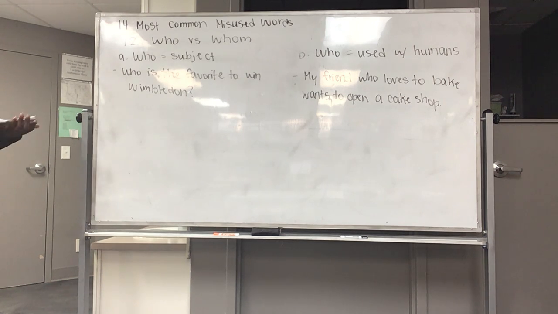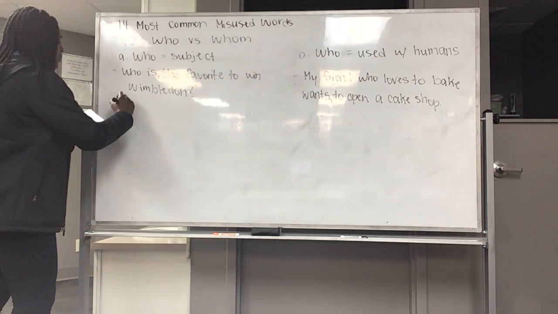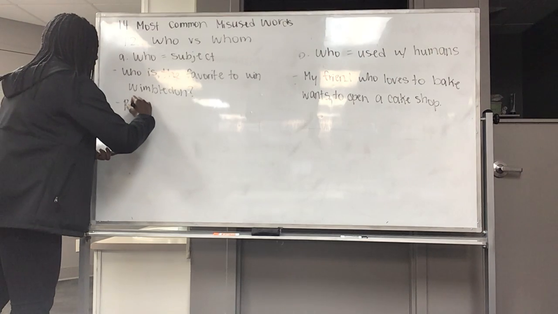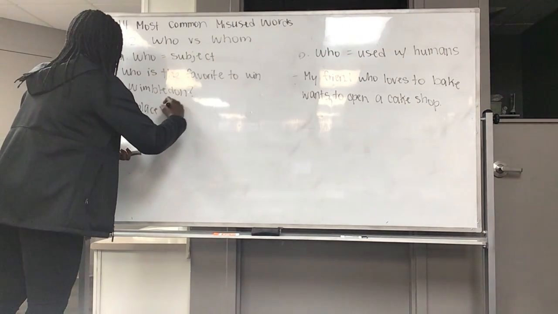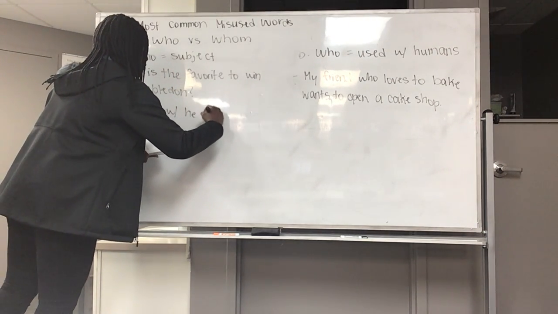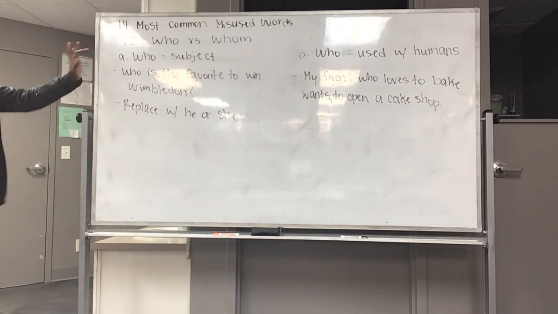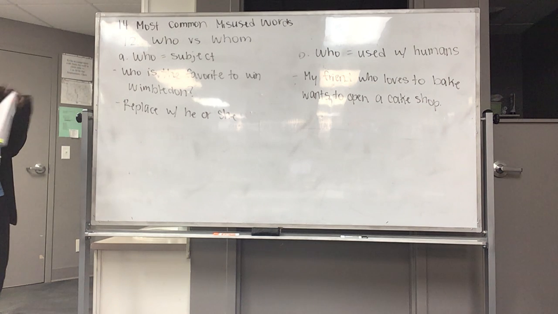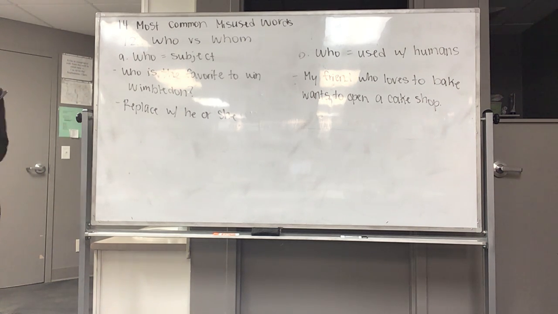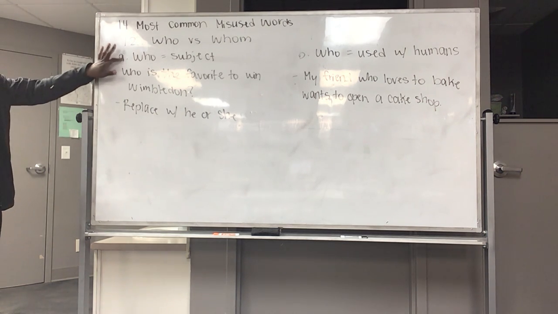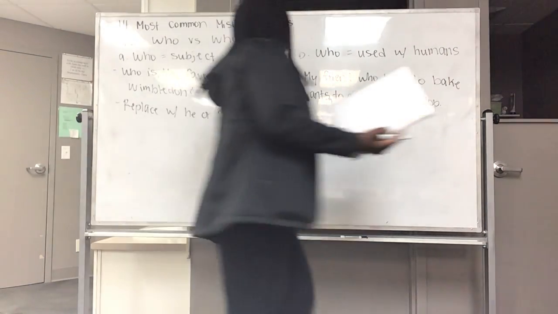So a trick with these ones is that if you're talking about who versus whom, you can replace who with he or she. And if it makes sense, you're going to want to use who. So in my example, I could say, she is the favorite to win Wimbledon. Okay, and since that made sense, we're going to want to use who in that example.